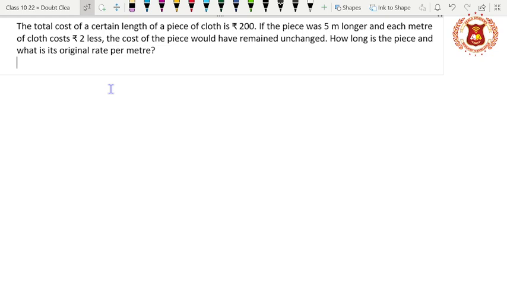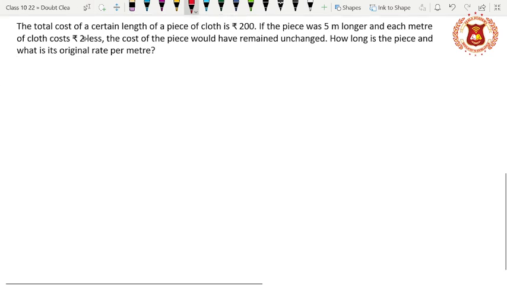Hello everyone, I am bringing you a new problem from quadratic equations. Many students get confused about whether this problem is from linear equations. Okay, let us solve the problem. We'll understand whether it's a linear equation or a quadratic equation. First, read the problem here.